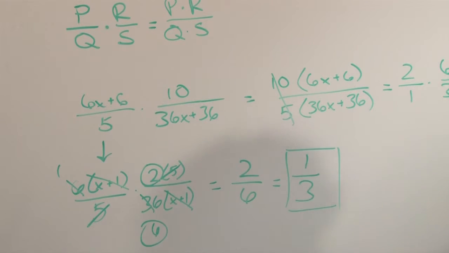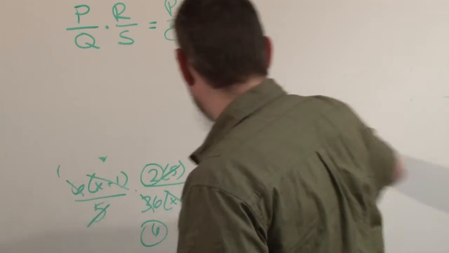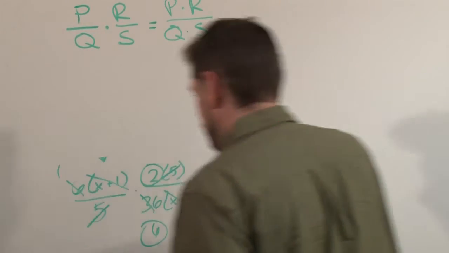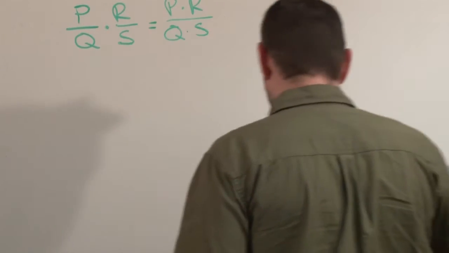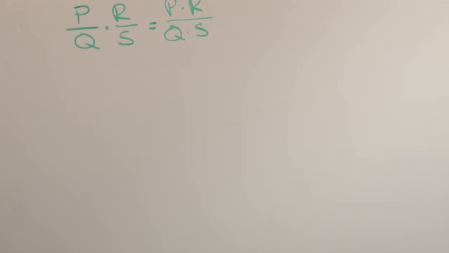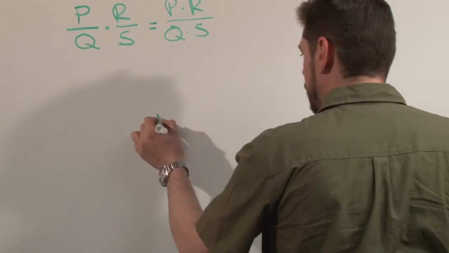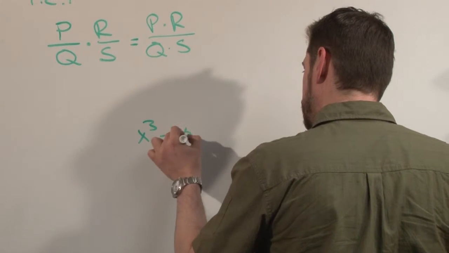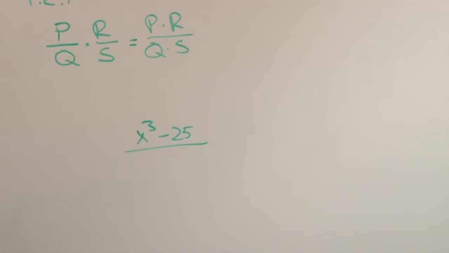There we go. All right, so let's take a more complicated example. And I'll try to be a little bit more vigilant about identifying things that reduce. So let's see here. And we're going to do one that's just a little bit more complicated. So let's see. x cubed minus 25 over, let's see, oh, that's x squared.